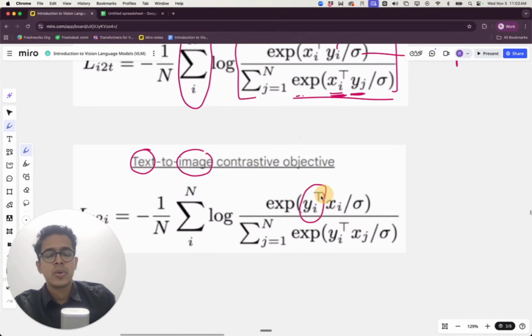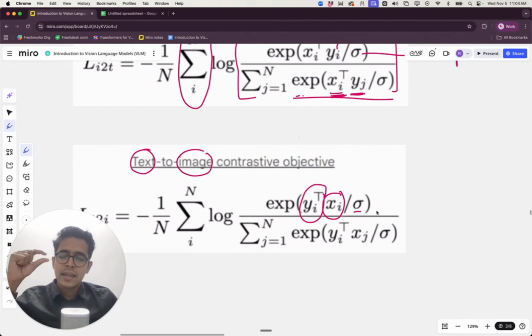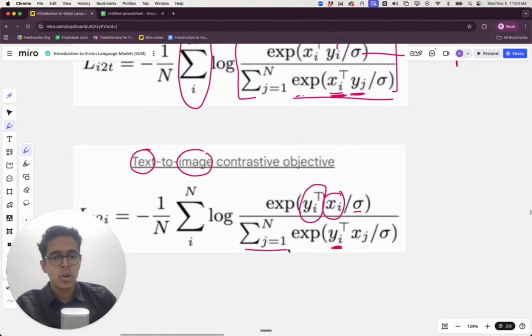Yi transpose. So now this is the transpose of the ith text embedding. You are comparing it with the ith image embedding, and this is the temperature parameter sigma. So the numerator is the dot product between the ith text embedding and the ith image embedding. That is the numerator. The denominator is the dot product between the ith text embedding and all image embeddings. So yi will remain the same because here the sum is over j, it's not over i.